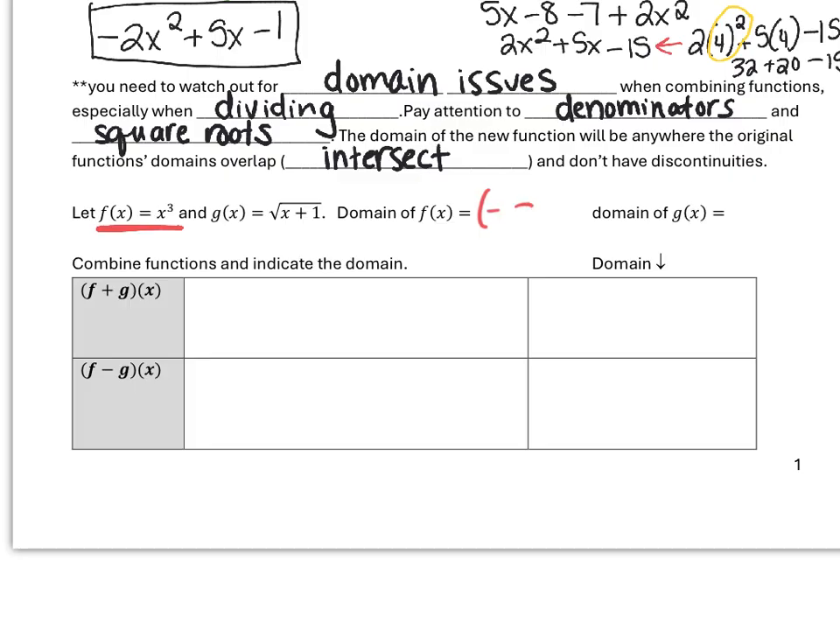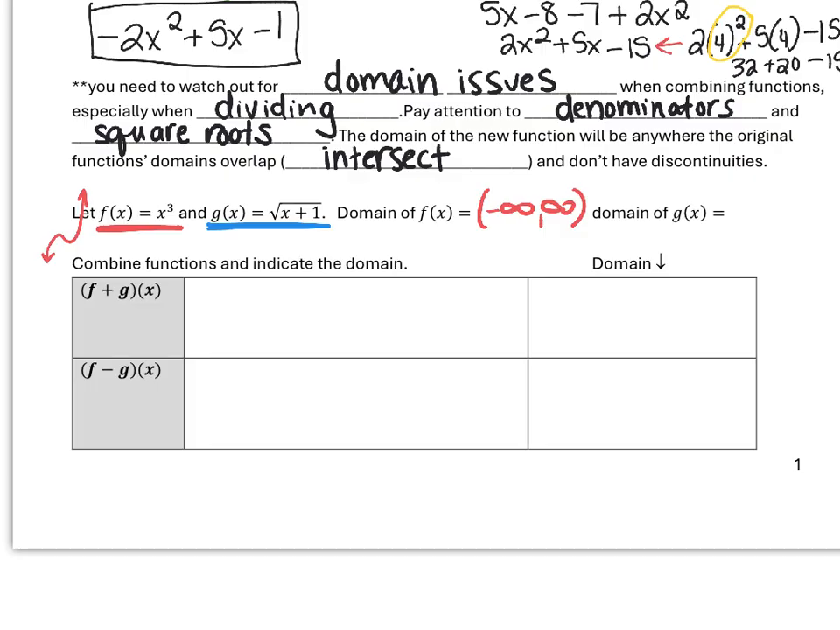Close. All real numbers. A cubic just goes like this, right? Oh, that's right. So it's just negative infinity to positive infinity, everything. There's no domain restriction. Are we going to have a domain restriction here? Yeah. Square roots, that's something we're looking for.